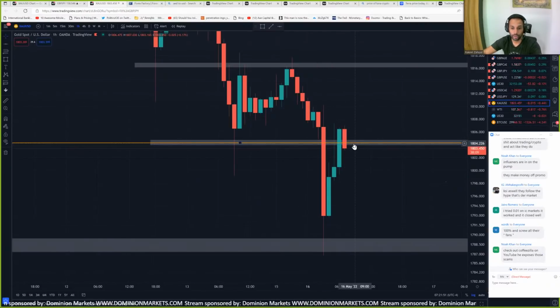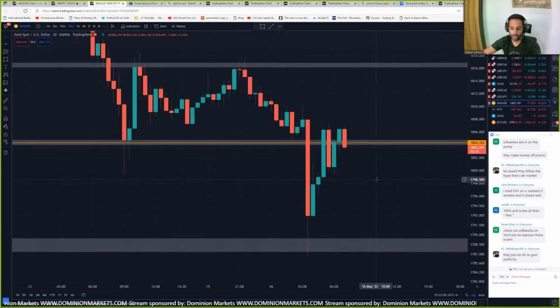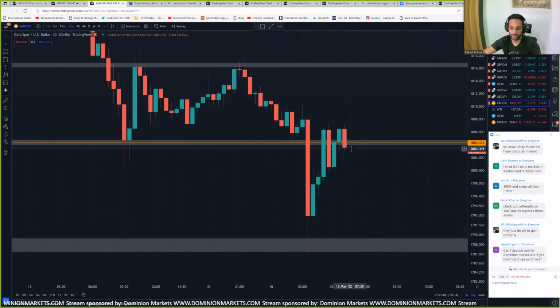So gold is closing below 1804, and I like this idea right over here. Gold closes below 1804, 1803. I think there's a very good probability for it to continue pushing down. We've got 8 minutes left for the 30-minute candle to close, so we're going to see how it closes.